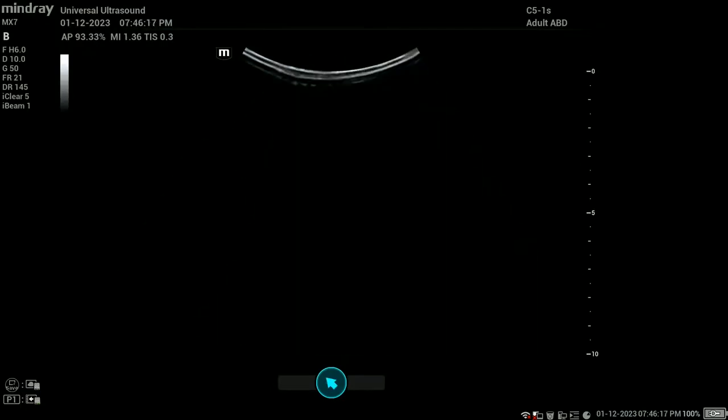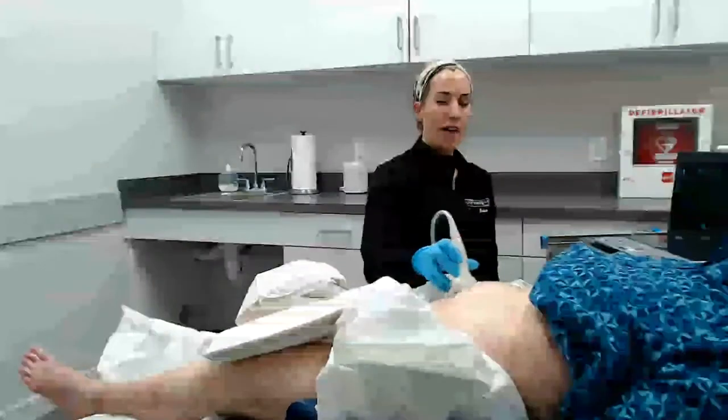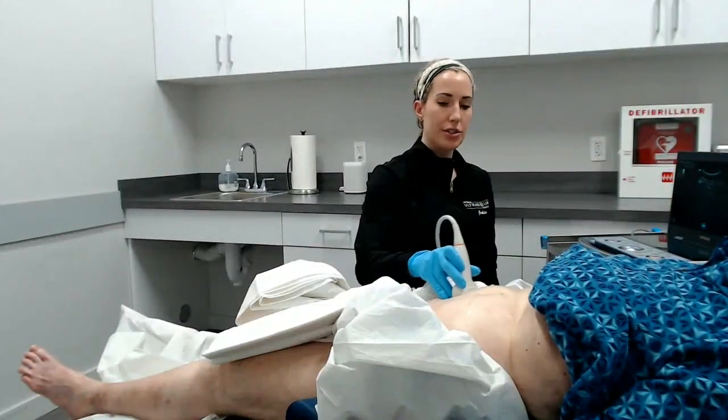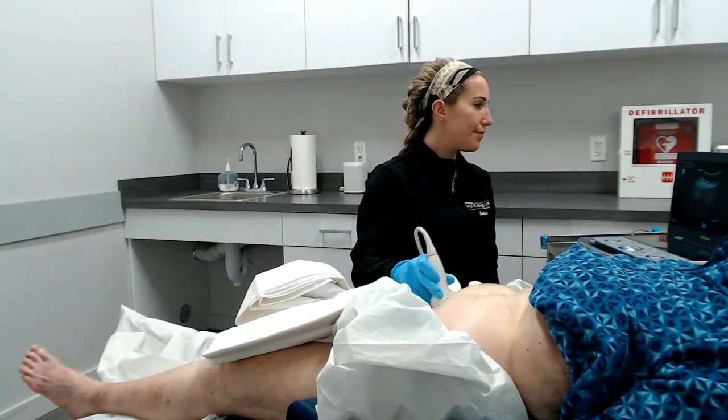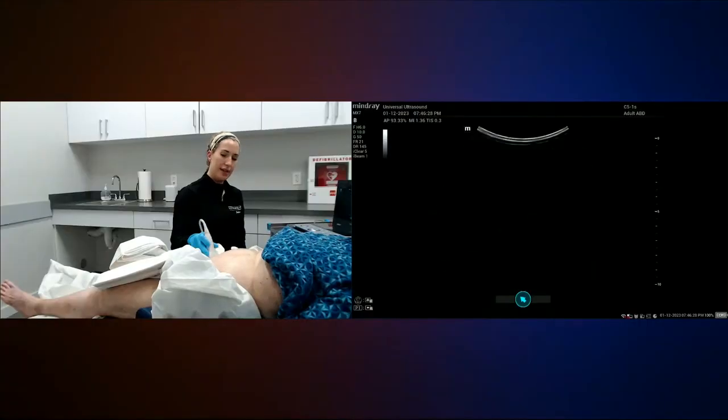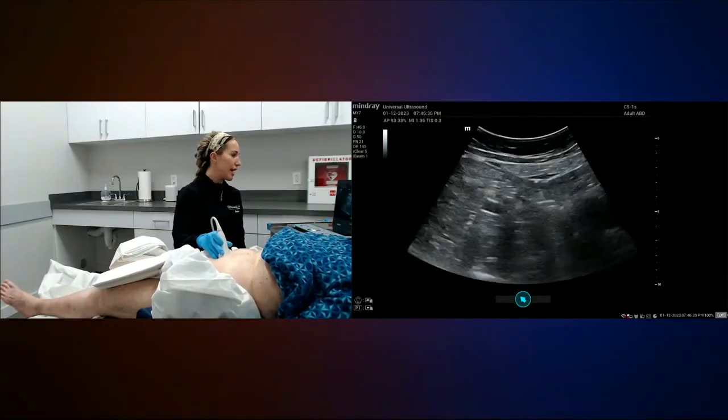Same thing with the left side as well. If there's bowel gas in the way, I always just take my transducer and gently massage the area a little bit. And that usually helps move it out of the way.